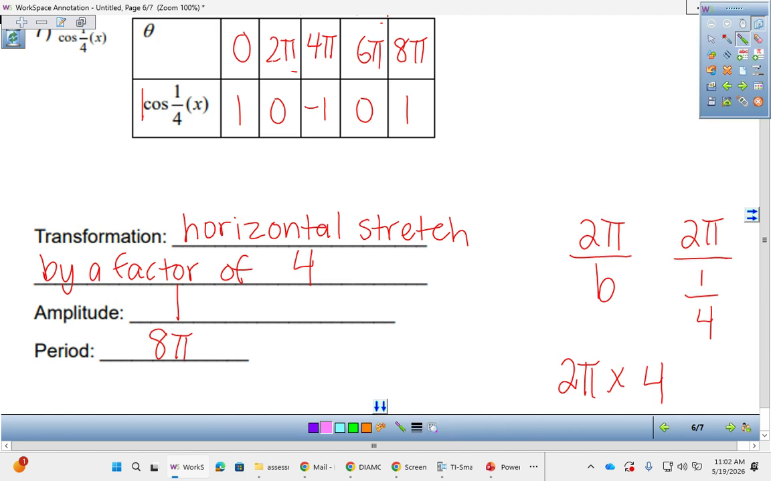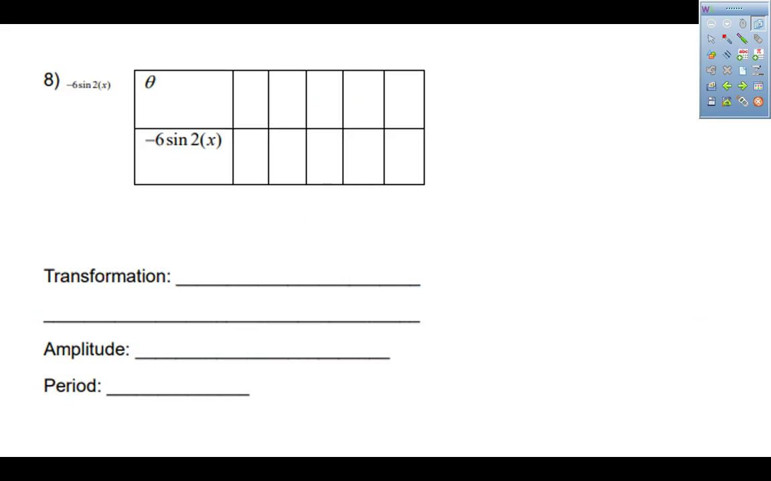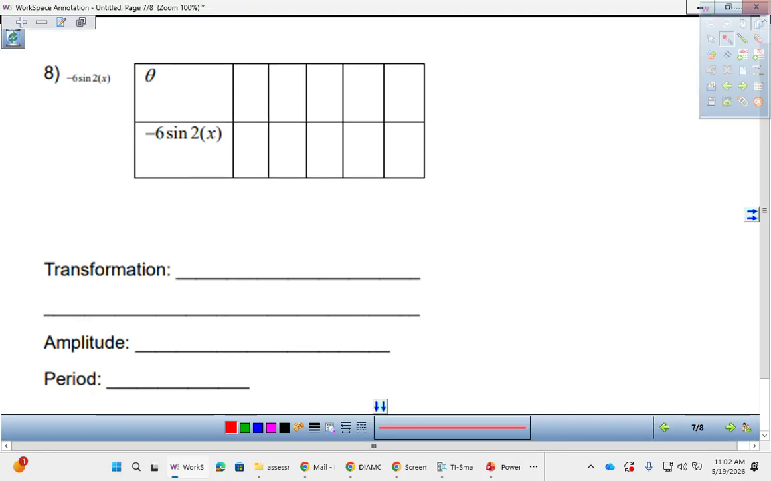Alright, we've got one more that I wanted to do with you, because this one's got a few things happening. So I'm looking at example 8. I think I skipped one. Alright, so I've got the negative in front. Does anybody remember what the negative in front does?